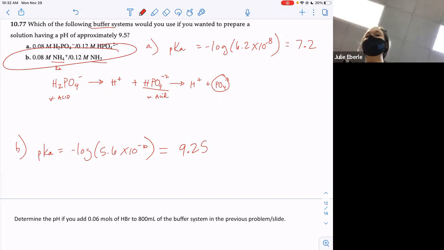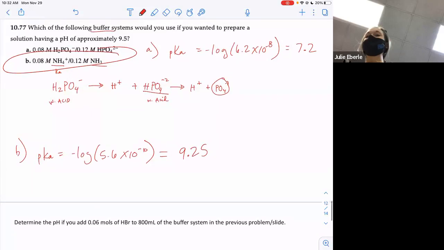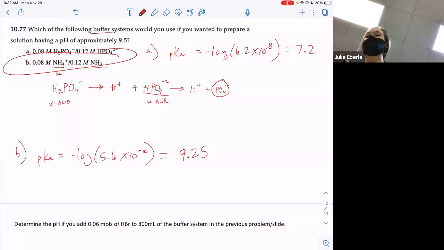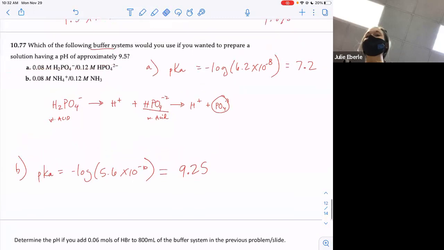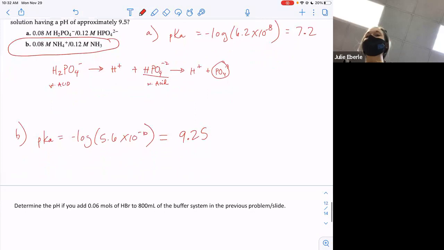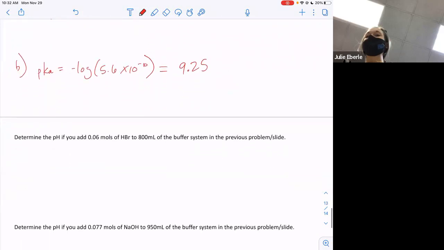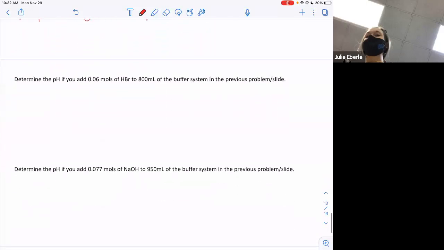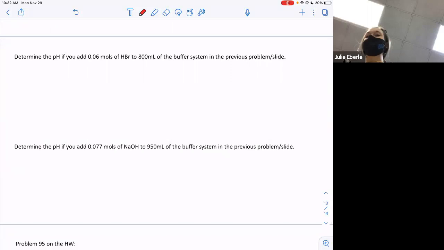But since a buffer problem is going to be on the exam, I went ahead and wrote a buffer problem. Since B was our answer, this is what we're going to assume our buffer is, right? The ammonia buffer. And we just calculated what the pKa would be. But I want you to, this is a buffer problem.